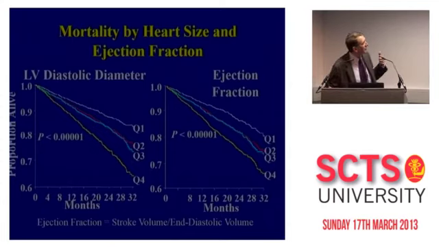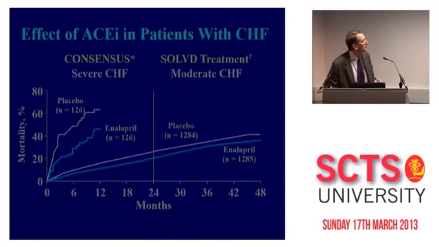So again, just showing how outcomes are related to the degree of left ventricular remodeling, left ventricular diastolic diameter, left ventricular ejection fraction, divided up into quartiles, and those with the largest diastolic diameter, the worst ejection fraction, have the worst outcome, and they're the ones with the greatest neurohormonal remodeling. And we have over 20 years of evidence underlying the use of inhibition of neurohormones in congestive heart failure.